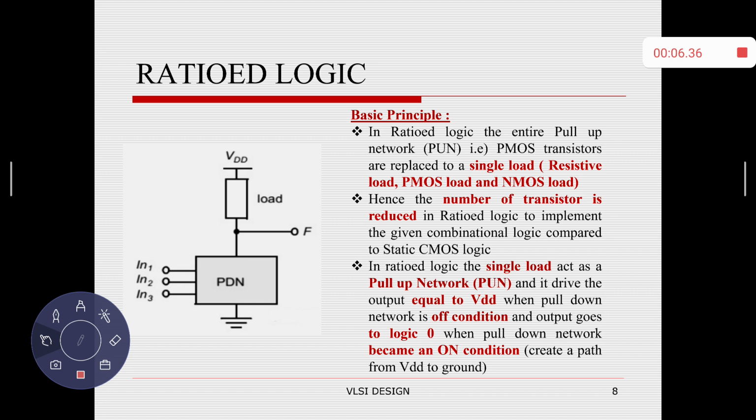Since the load will always be connected to VDD, the output voltage at node F will be equal to VDD, and based on the input connected to the pull-down network, the output may stay at the same VDD level or it may go to ground level. This is the basic principle of ratio logic. The first advantage compared to static CMOS logic: since ratio logic consists of only one pull-up device, that is the load, the number of transistors will be less for implementation of the same combinational function.